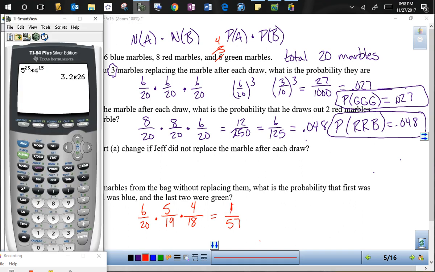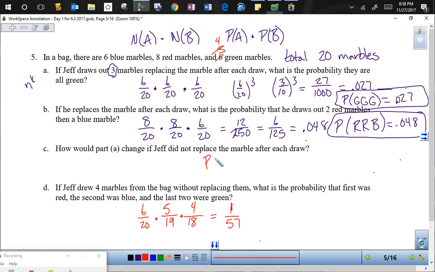Okay, I'm going to have you take a look at this here. 6 out of 20 times 5 out of 19 times 4 over 18. Looking at this right here, it's hard for me to determine that this is actually a rational number. This is what I was saying about how decimals aren't always the greatest, because this looks like it would be irrational. But hit math, enter, enter, and you can see that it actually is a fraction. So this time we've got the probability of green, green, green being 1 over 57.